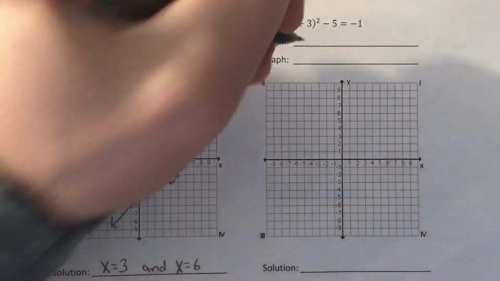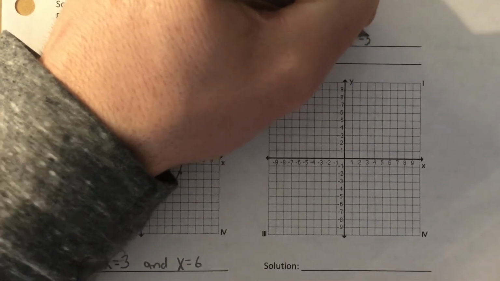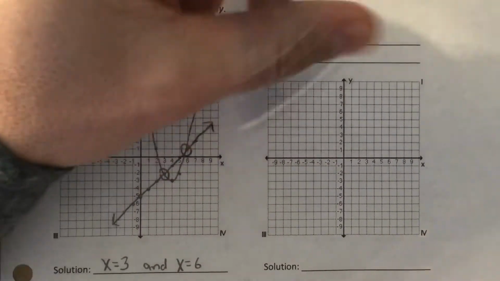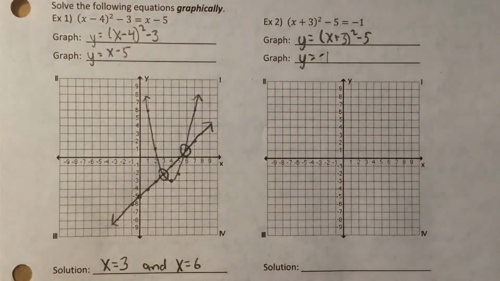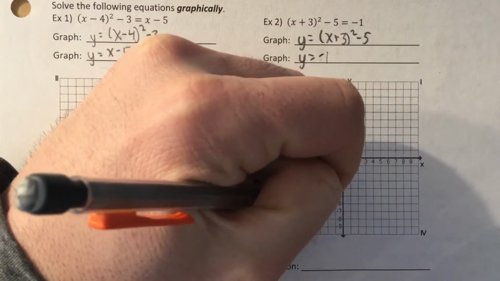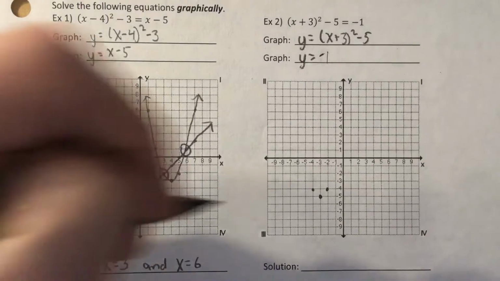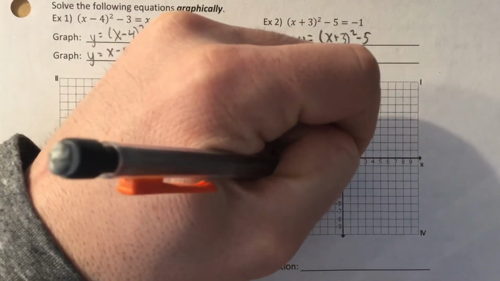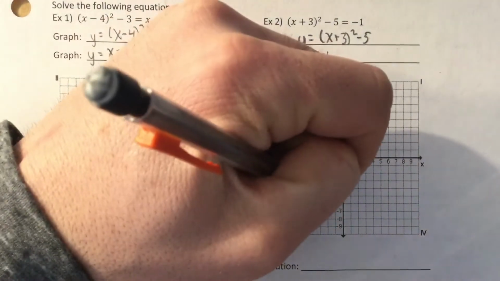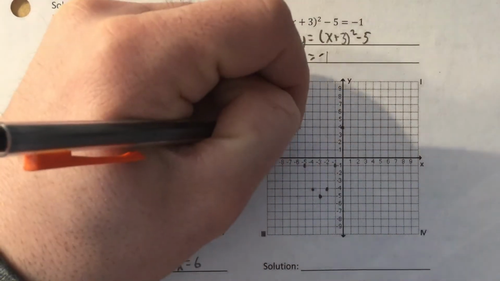Let's do this one. Second one, I'm going to graph y, the left side, y equals (x plus 3) quantity squared minus 5. And I'm going to graph y equals negative 1, because that's the right side. So my left side will be moving left 3 and down 5. And then I do my normal parabola, left 1 and up 1, right 1 and up 1, right 2 and up 4, 2 squared is 4, and then left 2 is up 4. And then I'll do the 3's, 3 squared is 9. So I'm going to go right 3 from the vertex and up 9, and then left 3 from the vertex and up 9.